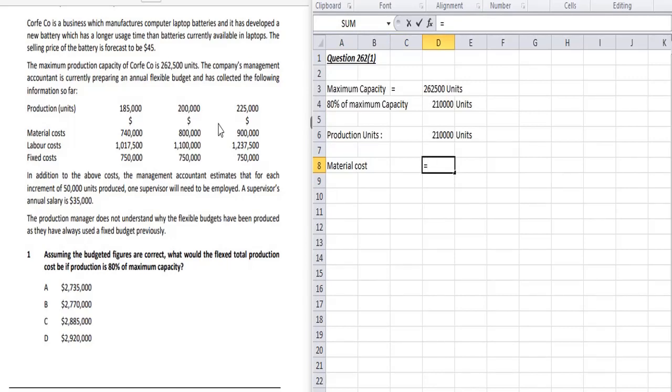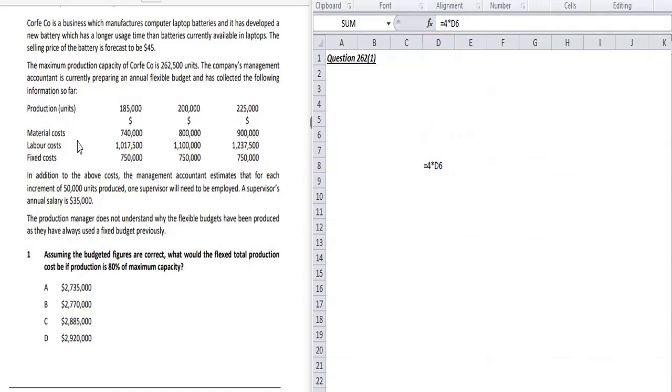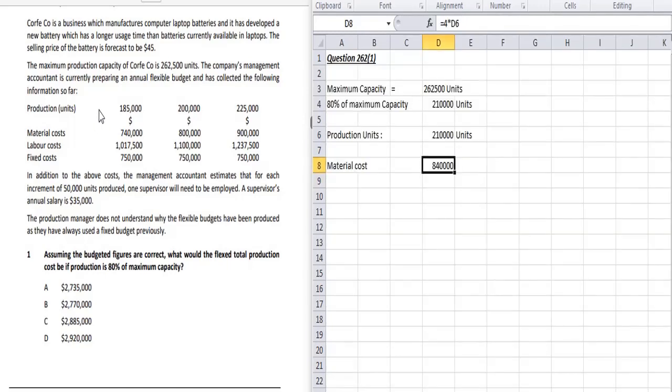So it's variable and we can calculate. It's 4, I think. Let's check it out. 740,000 divided by 185,000. So it's 4, and for each level of activity given, we got the same variable cost per unit for the material cost. So it's a variable cost. And what will be the variable cost for 210,000 units? It's 840,000, right?